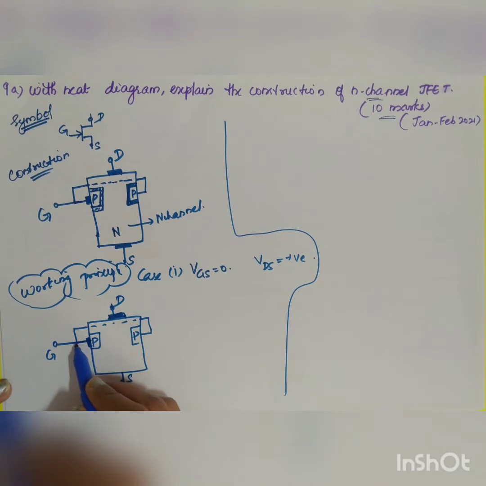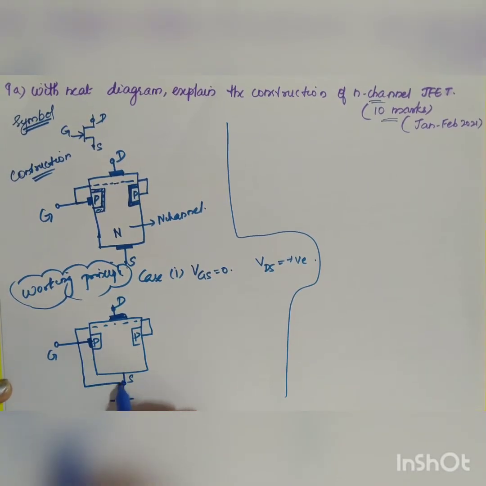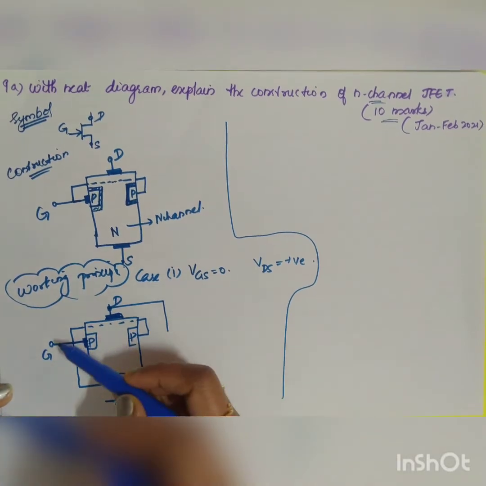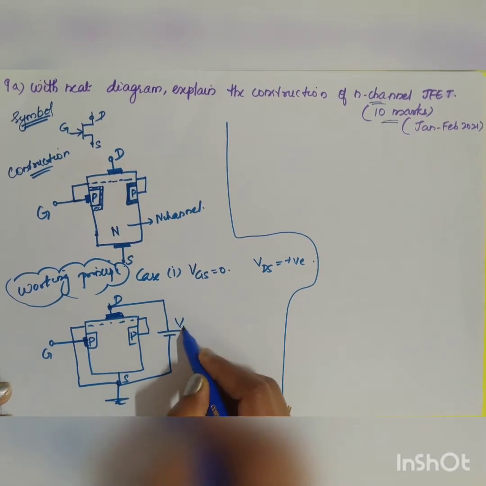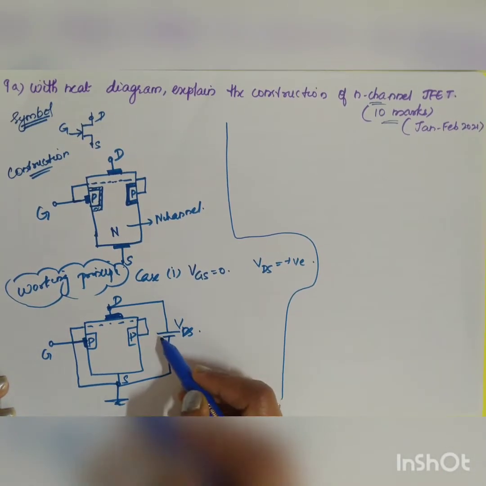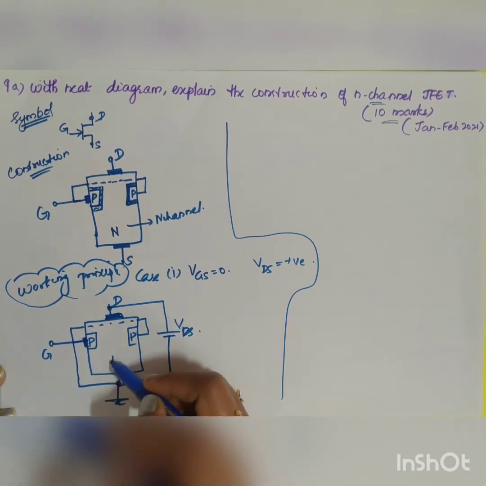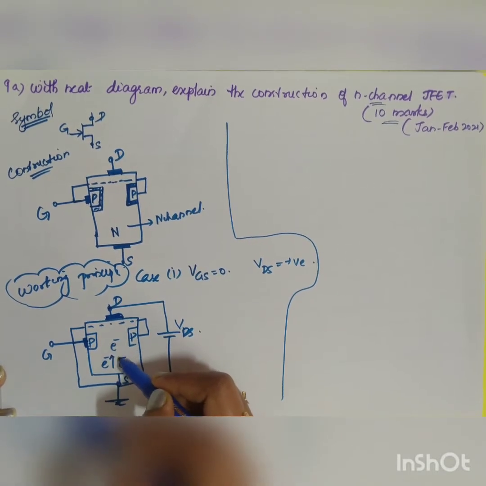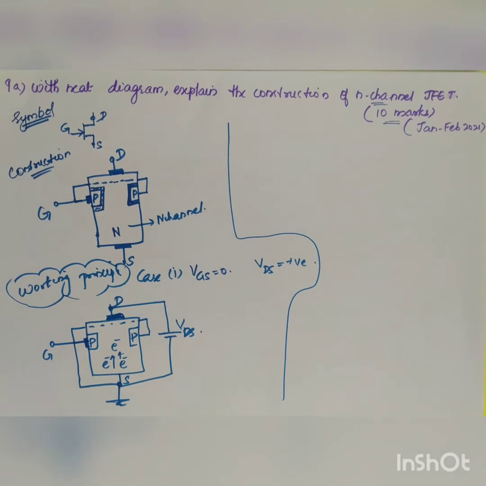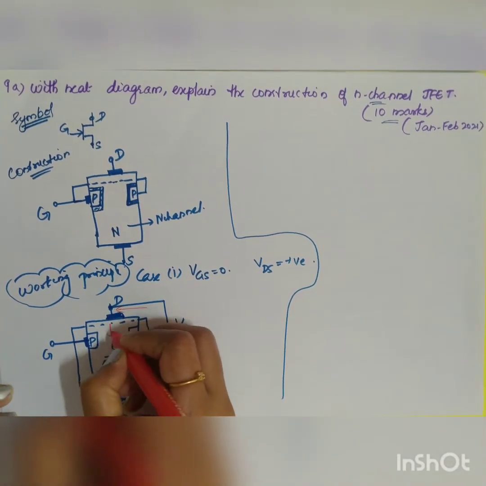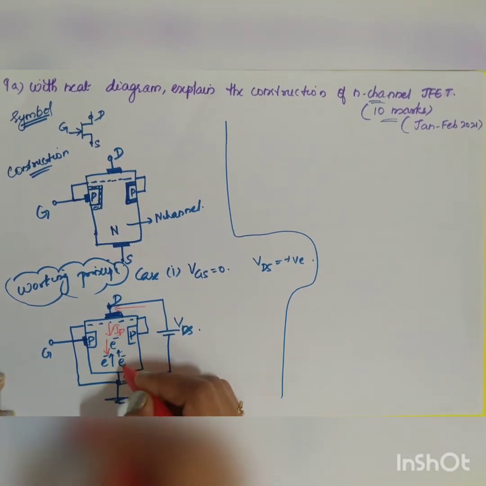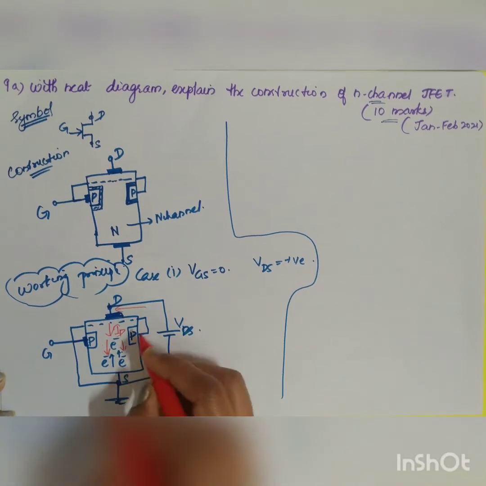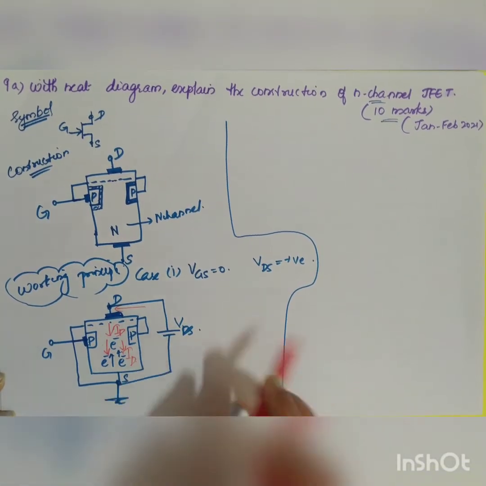Now VGS is equal to 0, so you short VGS and do not give any potential across VGS. You apply a little voltage, that is VDS. What will be the condition now? The electrons start flowing from source to drain. This will be the direction of the electrons, and the current ID flows in the opposite direction, that is, from drain to source.